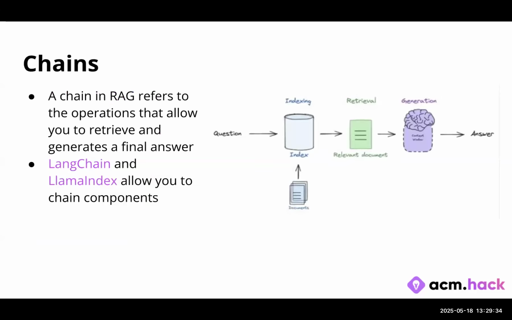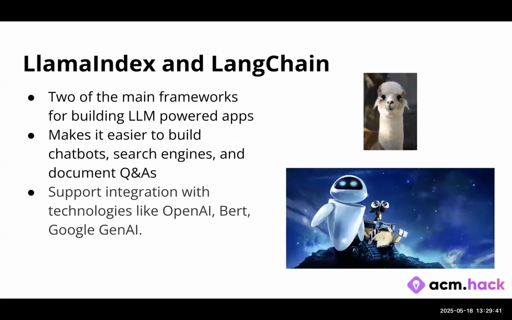LangChain and LlamaIndex allow you to chain components. But what are LangChain and LlamaIndex? These two are the two main frameworks for building LLM-powered apps. It makes it easier to build chatbots, search engines, and document Q&As. Later in our demo, we're going to be going over how to input a Wally script into a RAG system. It supports integration with technologies like OpenAI, BERT, and Google Gemini.